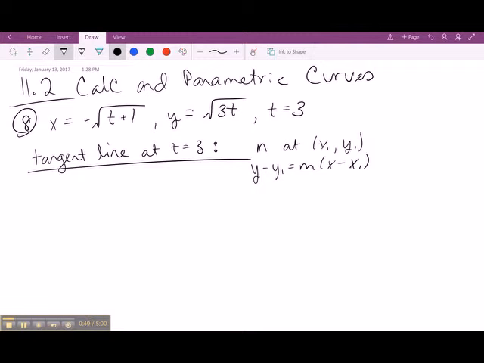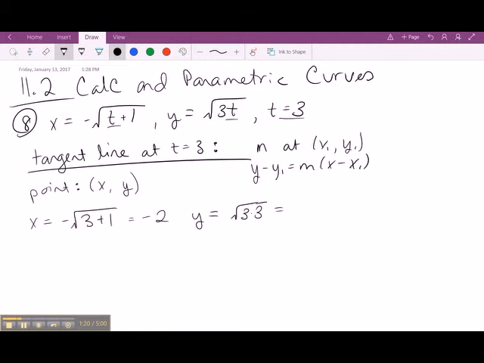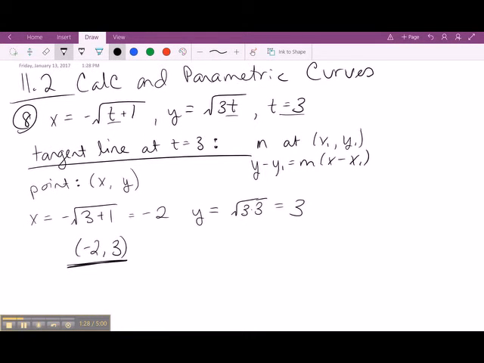So in order to get our point, that's the easy part. So let's start with that. Our point that we're going to work with in terms of x, y, if t is 3, then x is going to be negative, and then the square root of 3 plus 1, so plug 3 into your t's here. So we're going to get negative square root of 4, so negative 2, and then our y value is square root of 3 times t, so square root of 9, which is 3. So the point that we're working with is going to be negative 2 and 3. So that's one big piece. The slope.